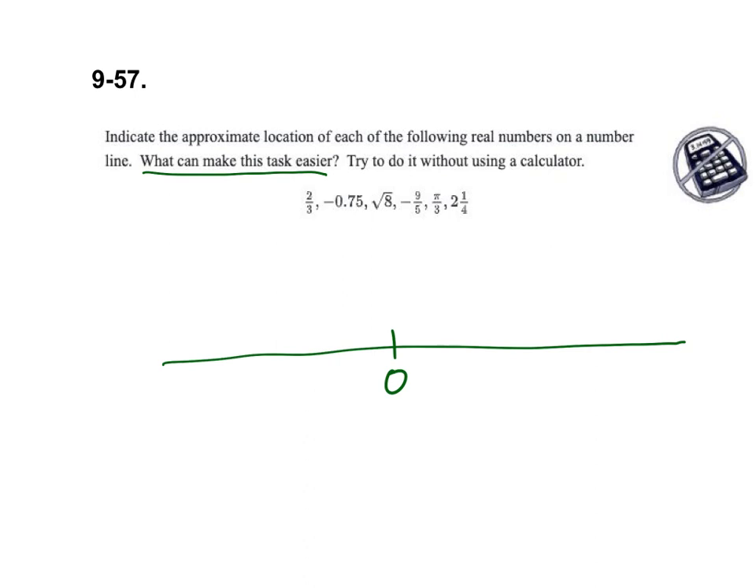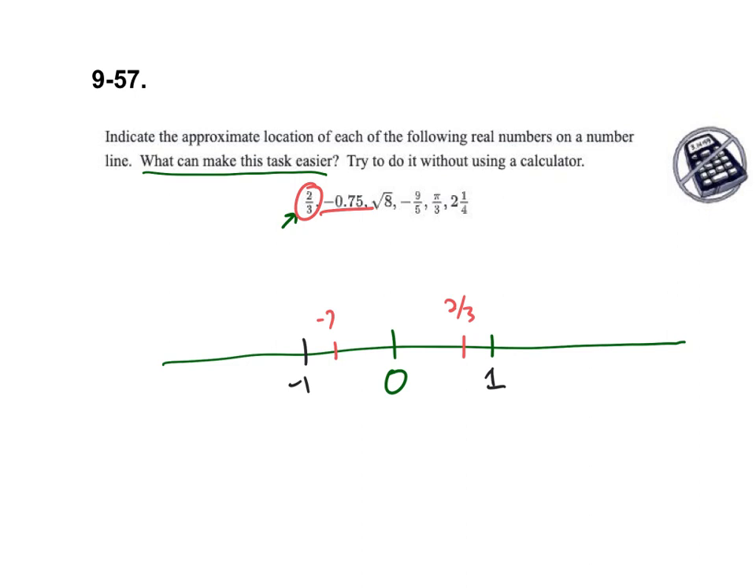Whenever I'm doing something like this, I usually try to target the things that I feel like I know how to do right away. So my first one at 2/3, well, that's just going to be 2/3 of the way between 0 and 1. So I'm going to put that at roughly 2/3. So this will be labeled as 2/3. Negative 0.75, well, that's going to be a similar thing, but it's just going to go down to -1. So negative 0.75 would be something like right there.